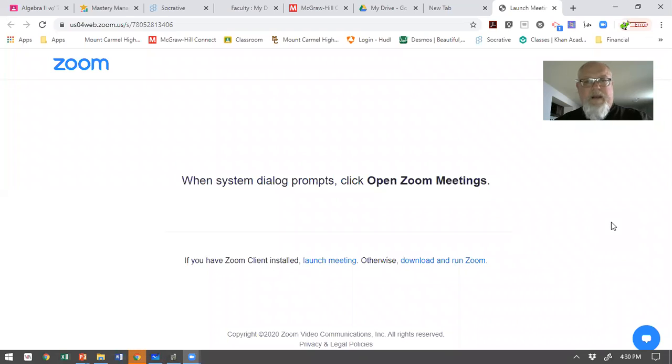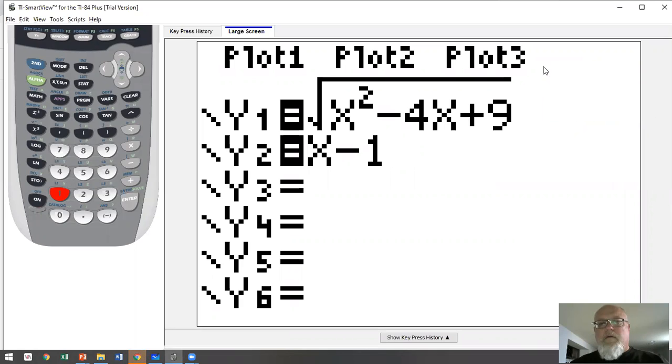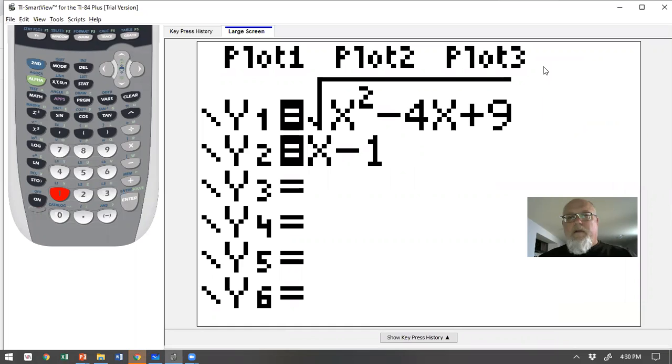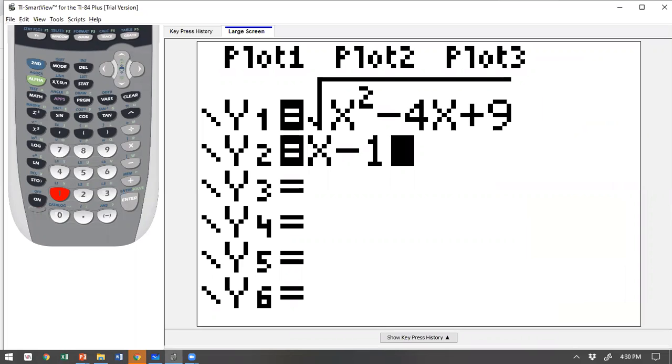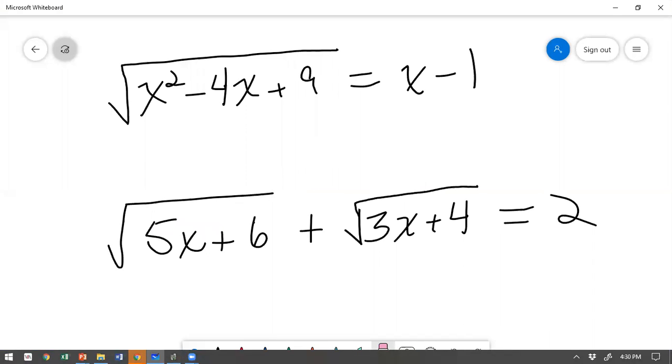We're going to share our screen, and basically we're going to go to our graphing calculator emulator. The equation that we're given is the square root of x squared minus 4x plus 9 equals x minus 1. Here it is on the whiteboard.